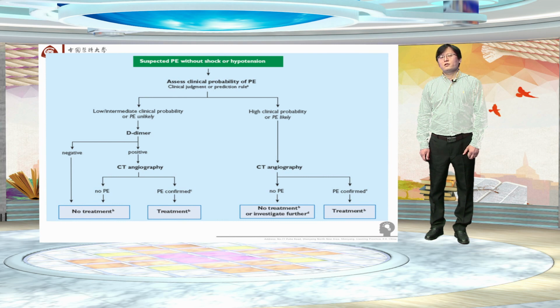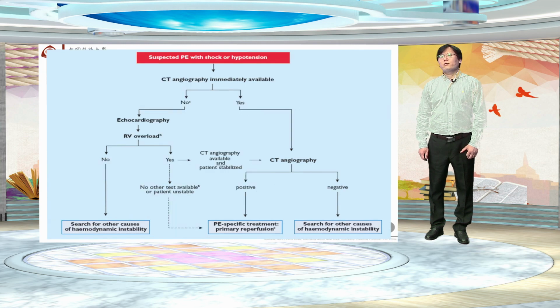If the D-dimer test result is negative, it's safe to rule out pulmonary thromboembolism. If the D-dimer is positive, then we need to do CT angiography to confirm the diagnosis. If the patient's clinical probability is very high, we don't need to wait for the D-dimer test's result. We can do CT angiography directly to confirm the diagnosis. While if the patient has shock or hypotension, which means the patient has a high risk of death, we do the CT angiography directly to confirm the diagnosis.